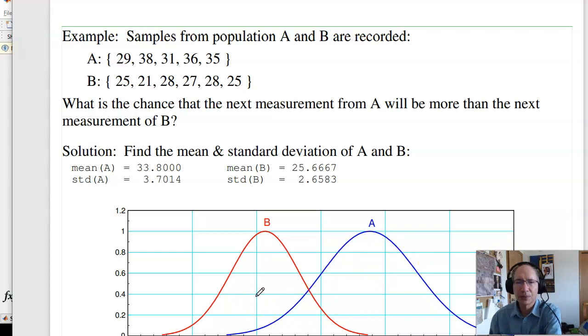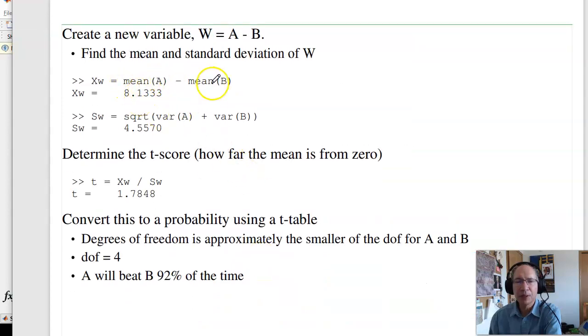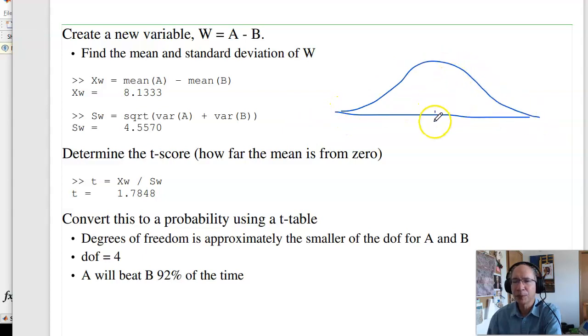Now form the variable W. The mean of W is the mean of A minus mean of B. It will also be normal distribution. That's central limit theorem. So the mean is 8.13. Right here is 0. The area to the right of 0 is the probability that A is greater than B. W is greater than 0. I want to form this t-score. How far is 8.3 from the mean in terms of standard deviations? So that'll be 8.3 minus 0, or just 8.3, divided by 4.55 gives you 1.78.